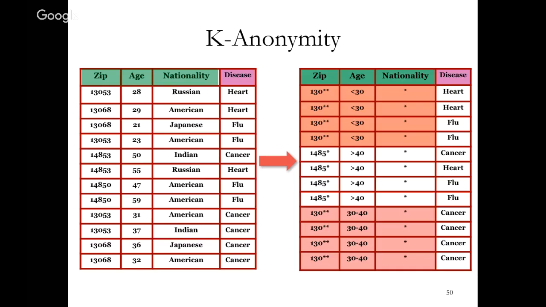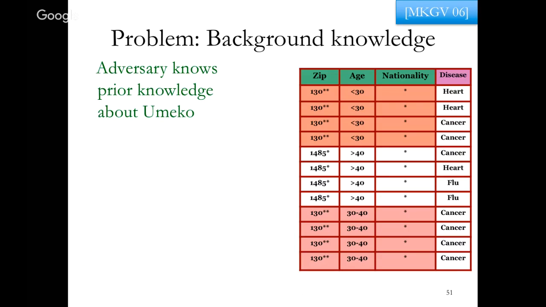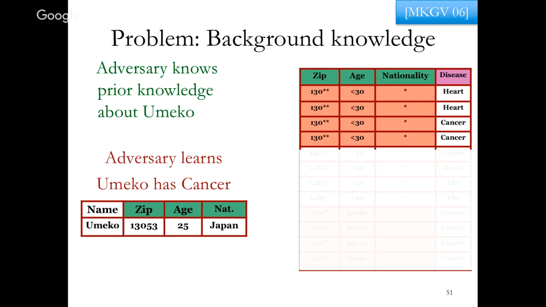Right? So the problem is that attackers can have background knowledge. They may know something about the individuals in the table already. For instance, the adversary may know that there's an individual Umeko in this table, and the fact that Umeko has this zip code, this age, and this nationality, so she's amongst the first 3 records. And they may also know that Japanese have very low incidence of heart disease, and therefore they know that Umeko has cancer. Right? This is fairly straightforward.